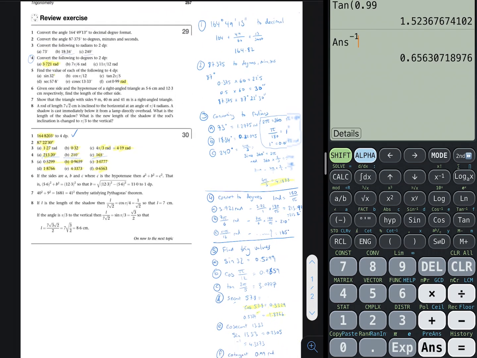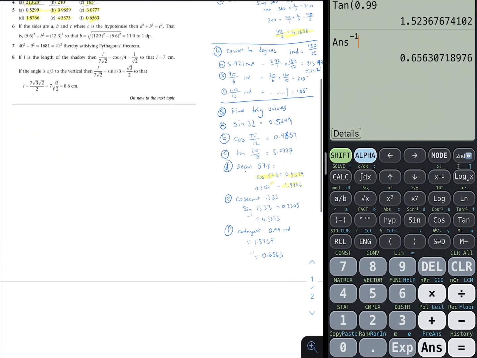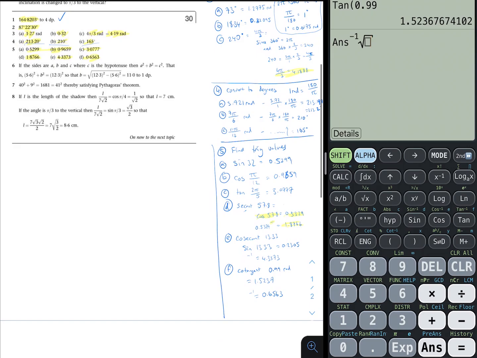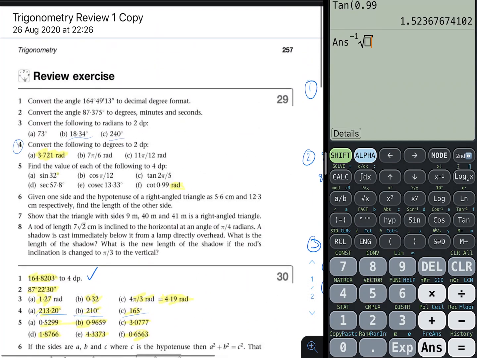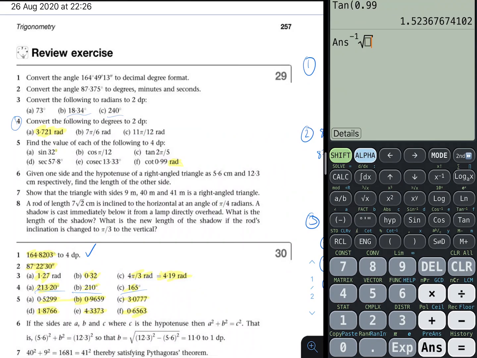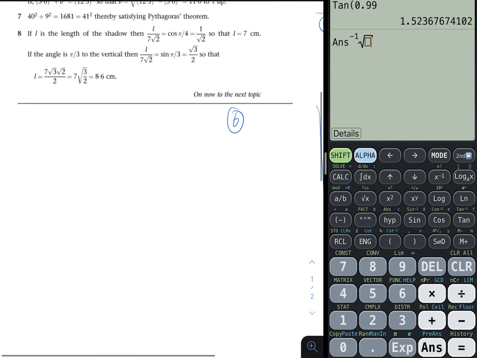That's all good. May need to make some more space. Oh no, I'll be fine. We'll go over here. Okay, so on to number 6 now. So we've got this over here question. Given one side and the hypotenuse of a right angle triangle as 5.6 and 12.3 centimeters respectively, find the length of the other side.